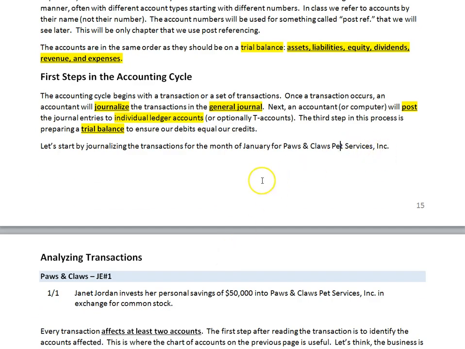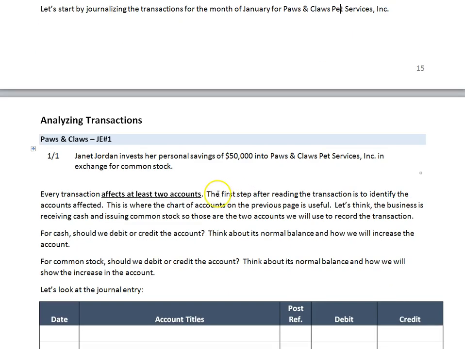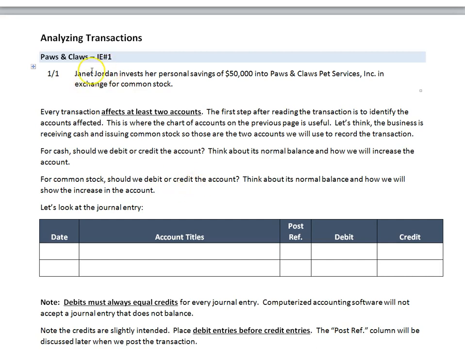All right, so we're going to look at this for our company, Paws and Claws Pet Services Incorporated. So the first transaction here, Janet and Jordan invest her personal savings of $50,000 into Paws and Claws Services in exchange for common stock. So we're doing this accounting as if we're the business. We're not Janet here. We're the business. The business is receiving cash. So that's going to be one account that's affected. And to receive that cash, they're issuing common stock. So that's going to be the other account.